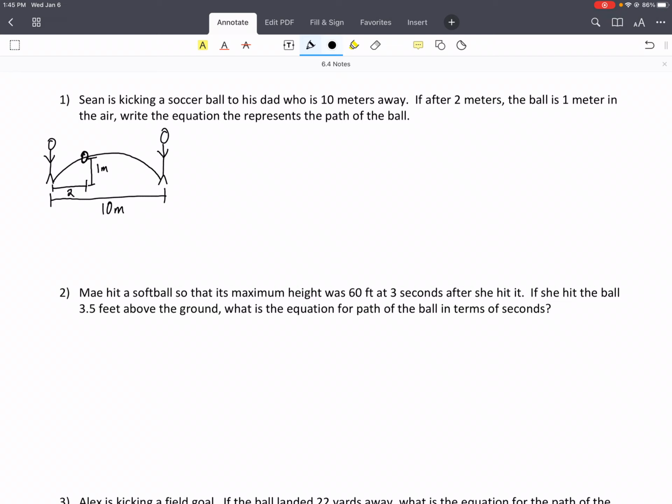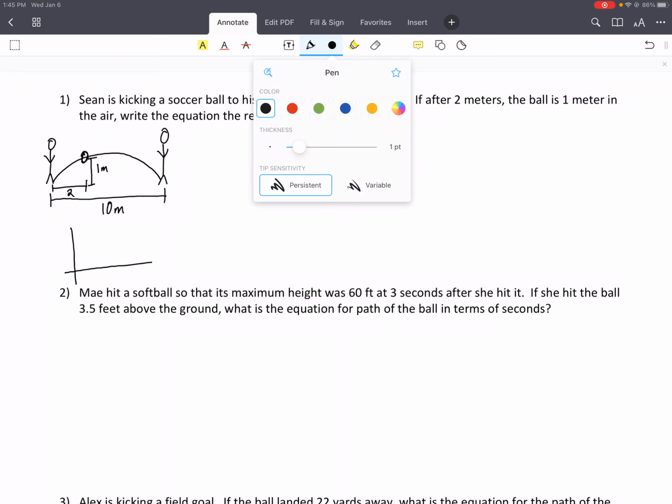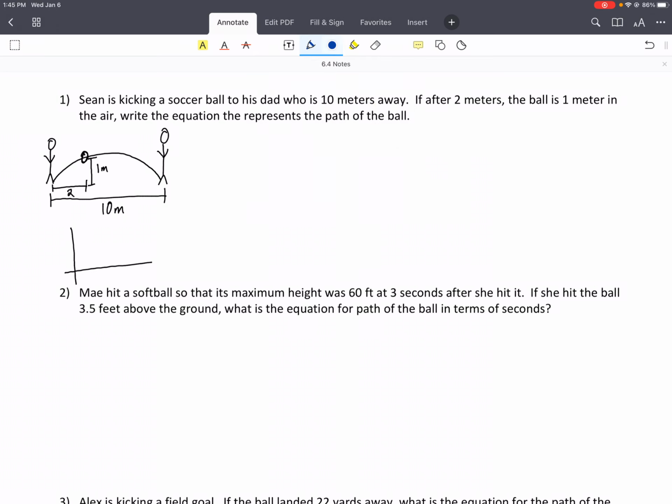Okay, so let's make this maybe a little bit more mathematical. So we kick it like that. So we're going to have points here and here. Points are going to be 0, 0, because we got to make a starting point. And then Dad is 10 meters away, so Dad's going to be at 10, 0. Then we're going to have a point on the graph.